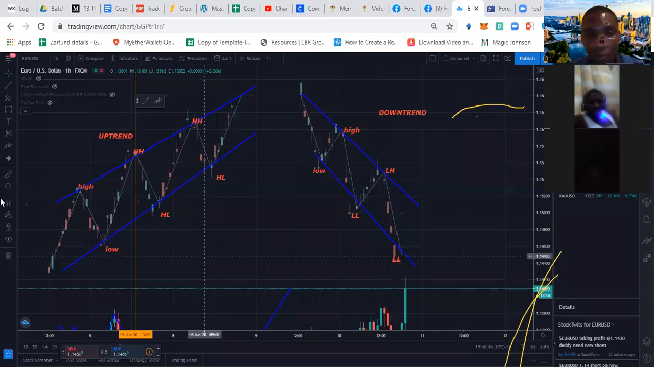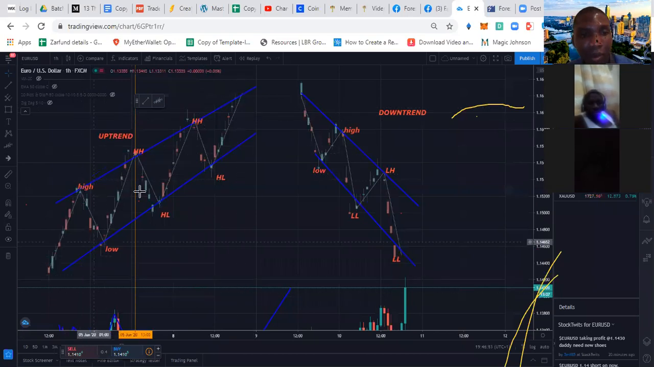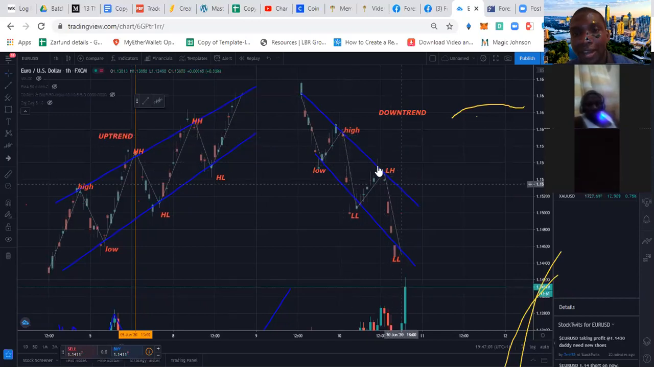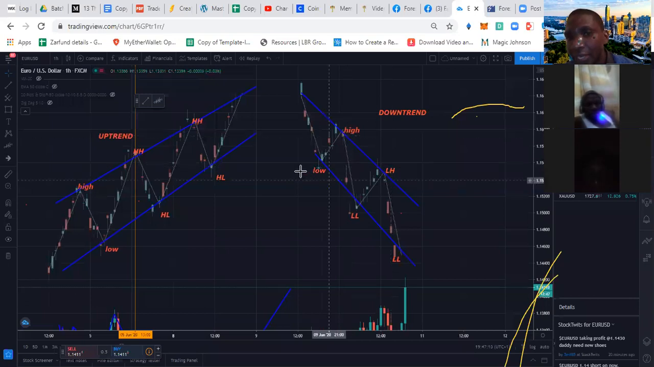Okay, I'm sure we got that now. An uptrend is a series of higher highs and higher lows, while a downtrend is a series of lower highs and lower lows. This high is lower than this high. This low is lower than this low, and this low is lower than this low.